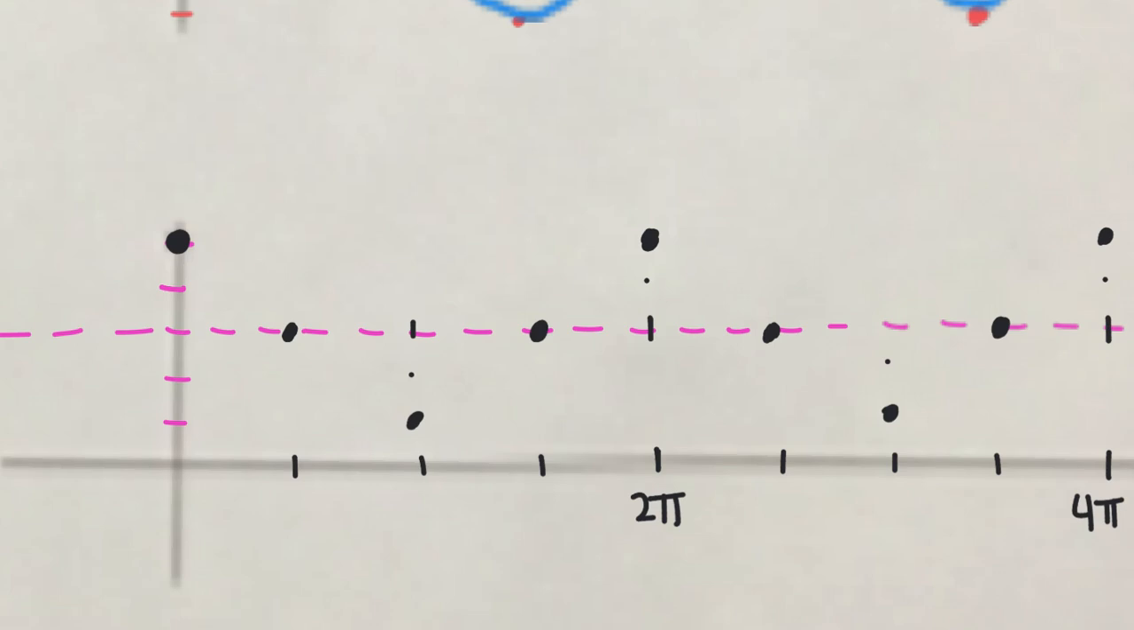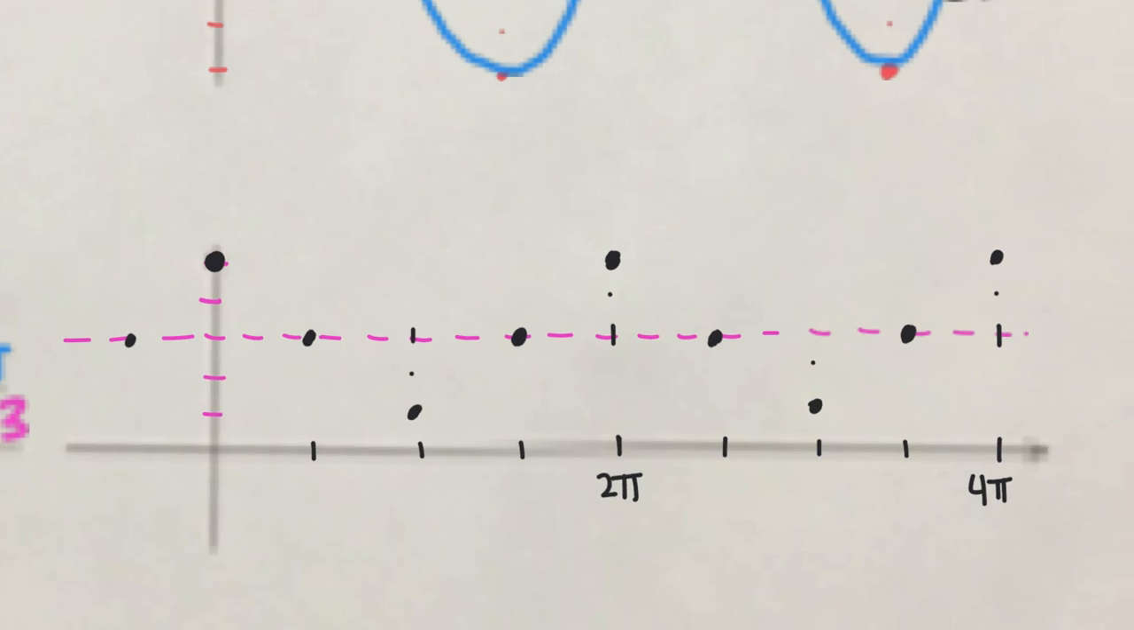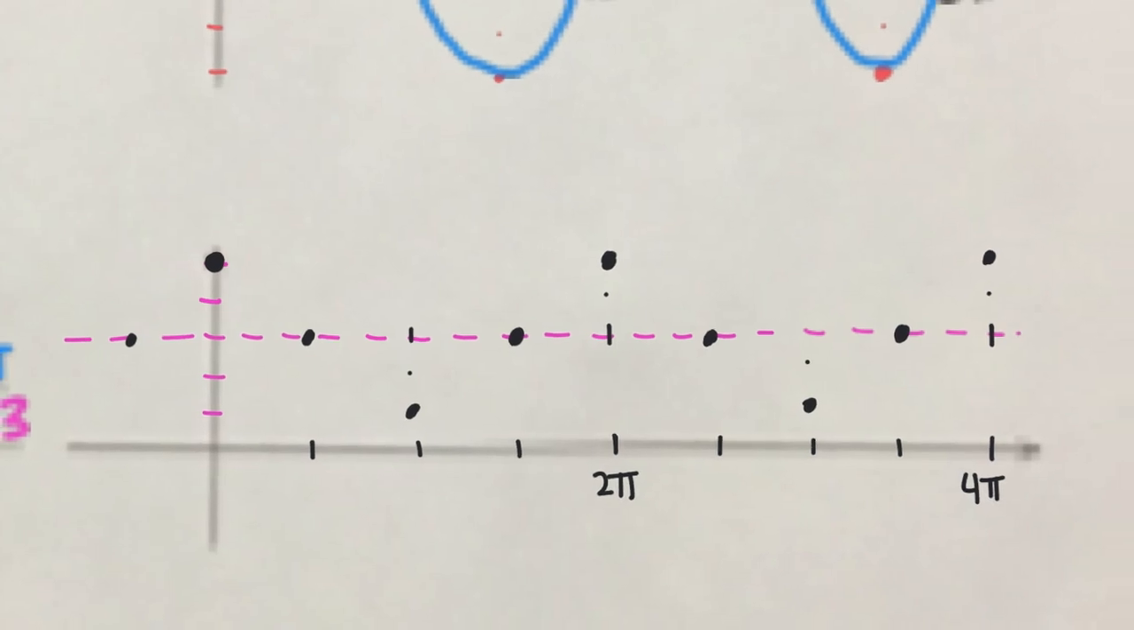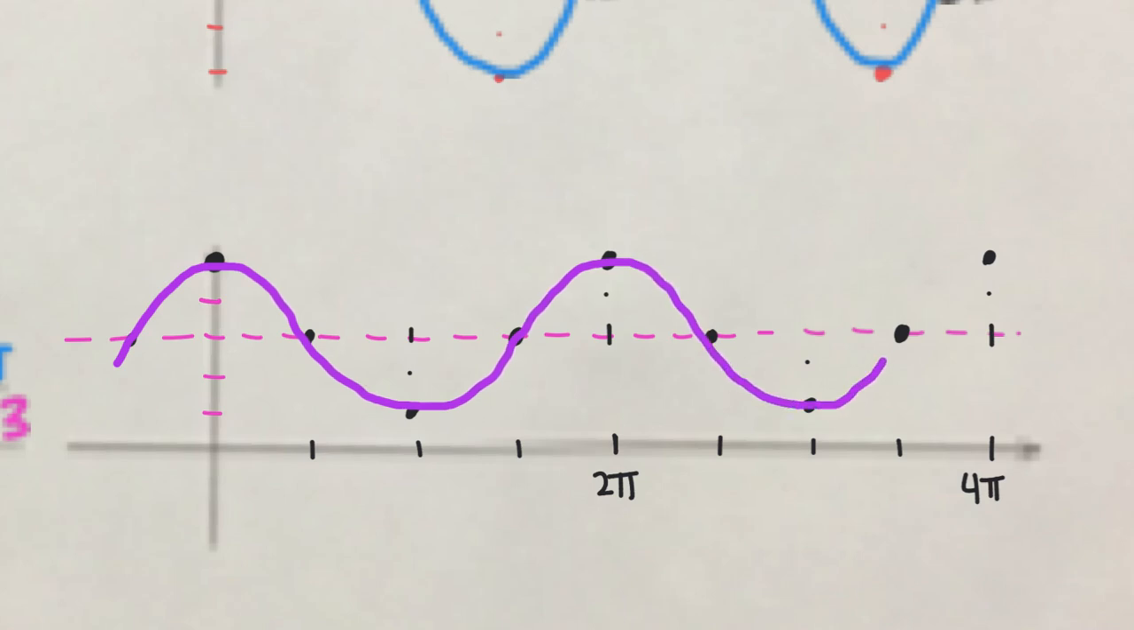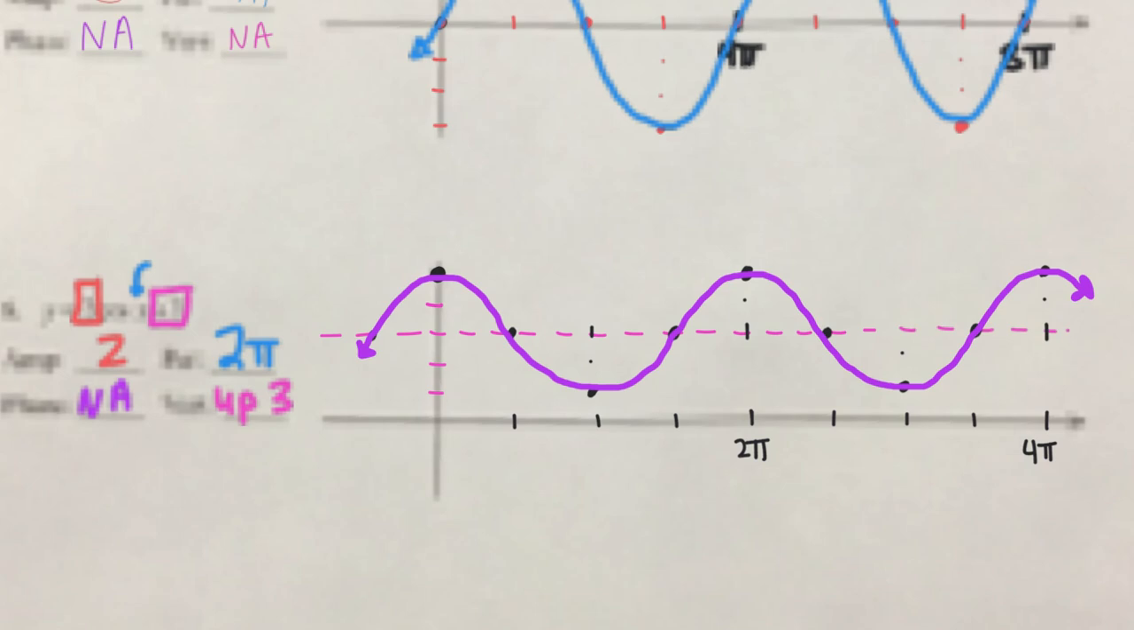So all of this is based upon your midline. Your zeros and your maxes and mins, your amplitude, is happening on the midline, not on your x-axis. Sometimes the x-axis is the midline, but not in this case. So we have to graph it with the midline, not with the x-axis. Then you plot your points and you make your graph curvy and smooth. Something like that. Okay, 2 cosine x plus 3.